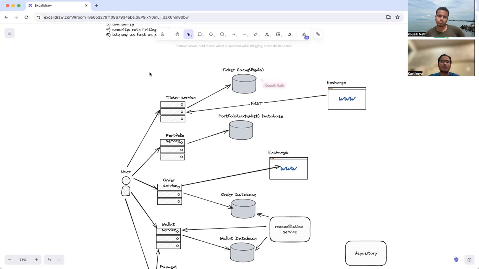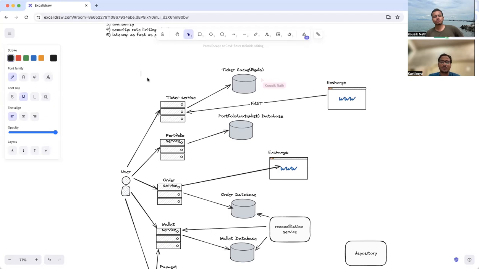So let me build a rough data structure here. We have two hash maps. One hash map is for user against the list of stocks, let's say Microsoft. It's basically a list of stocks.